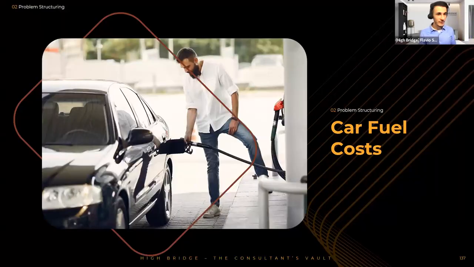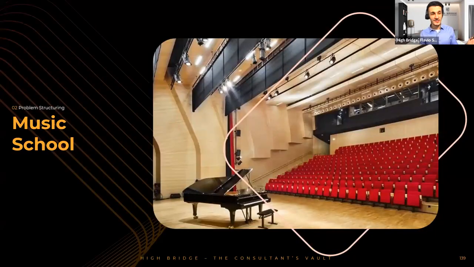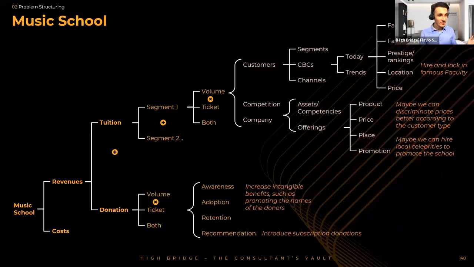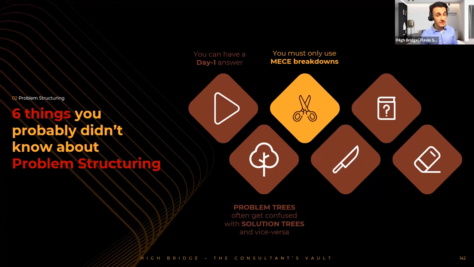Here are a couple of other structures that you can see, right? So for instance, if you are spending too much money on fuel, what should you do? You can accept it or don't accept it. You can give up the car, change the car, keep the car, and so on, right? If you're solving a problem for a business school, they need advice how to stay competitive and grow, right? You can break into revenues and costs, all their revenues, where it comes from. This is just an example. Consultants, they love buckets so much that these guys from BCG even put buckets in their final presentation about stray dogs in Dallas, right? So very interesting.